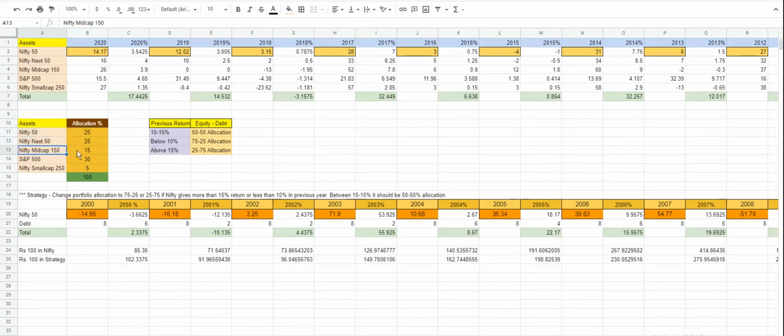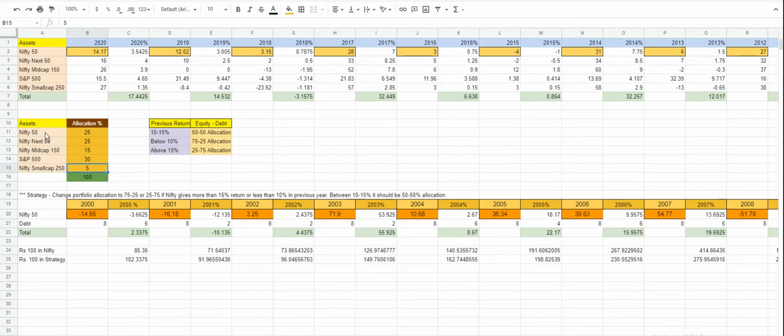Next, Nifty Mid Cap 150, 15% allocation, and S&P 500, which is the top 500 companies in the US. In the S&P 500, we will be investing 30%. And Nifty Small Cap 250 companies, it's around 5%. Small Cap, we are just allocating a little less.